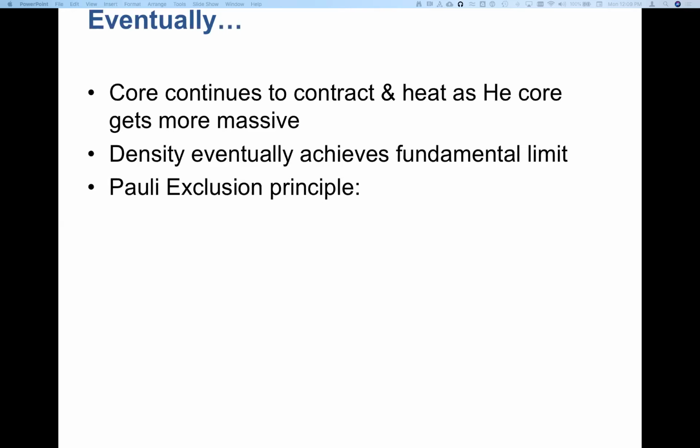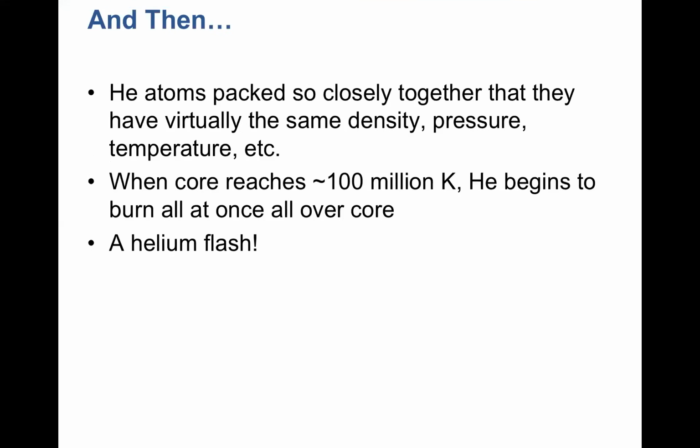And so there comes a point at which the core of the star cannot physically get any smaller, or the electrons would be moving just way too fast. And so that leads to a fundamental stop. So the helium atoms become so closely packed together, they have virtually the same energy, density, pressure, and temperature. Now, what does that look like?